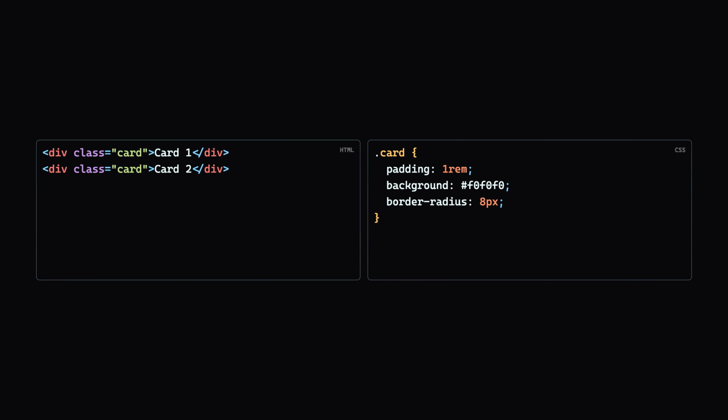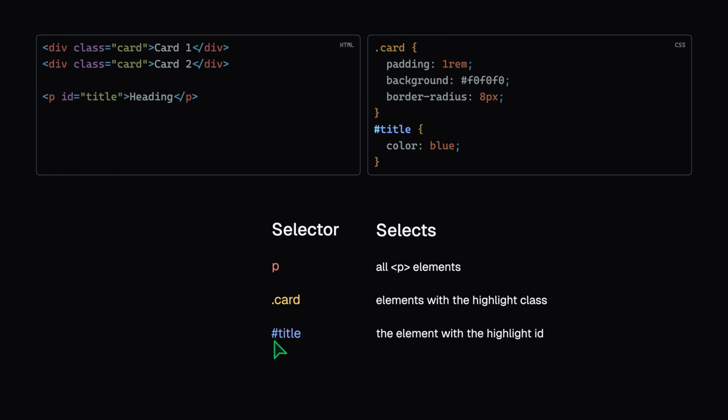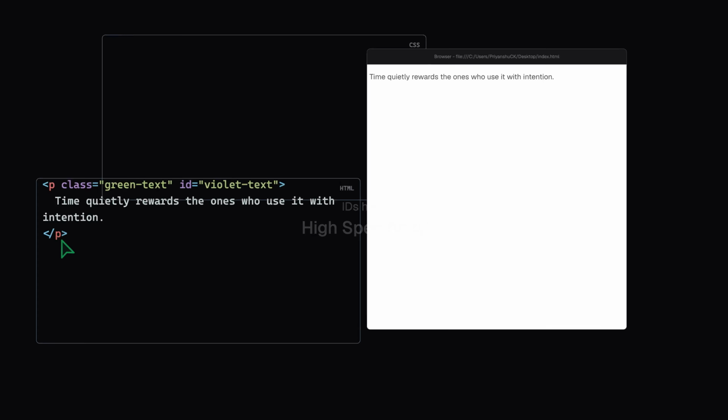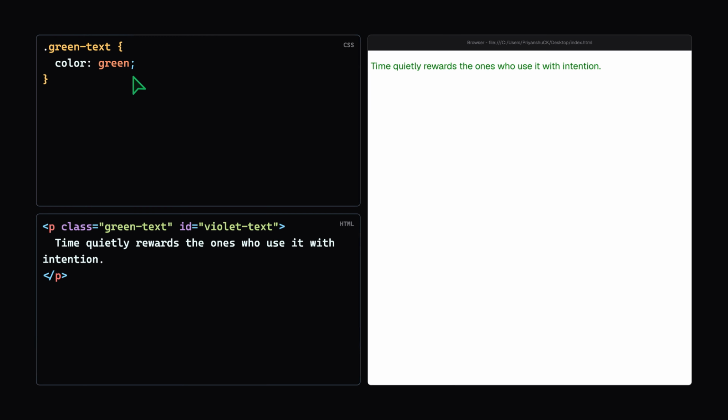In your HTML, you add an ID attribute to an element like this. And in CSS, you use a hash symbol followed by the ID name. Just like class selectors use a dot, ID selectors use the hash symbol to tell CSS what you are targeting. IDs have more styling power, what we call high specificity. This means that if you style the same element with both a class and an ID, the ID styles will usually win.